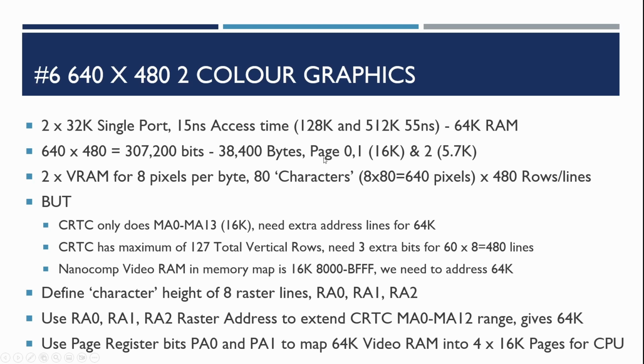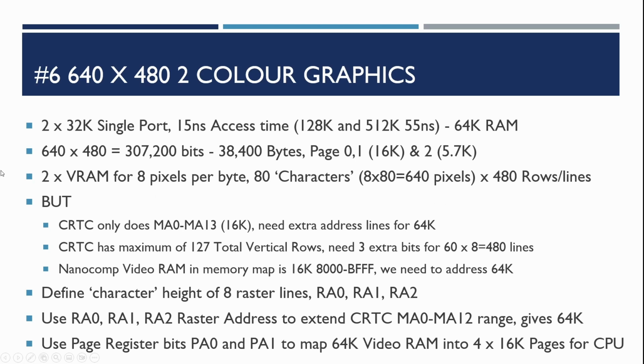Now we're going to be using pages of RAM in 16K blocks because that's the way the video RAM is mapped into the Nanocomp address space. We're going to need to access the video RAM in page 0 and 1 in 16K blocks, and then page 2 will only need about 5 and a bit K's worth of data in there. We're going to be using 8 bits of the video RAM to directly control the pixels going out to the display, and 80 characters with 8 bits or 8 pixels gives us 640 pixels across, and we also want to do the 480 rows or lines down.